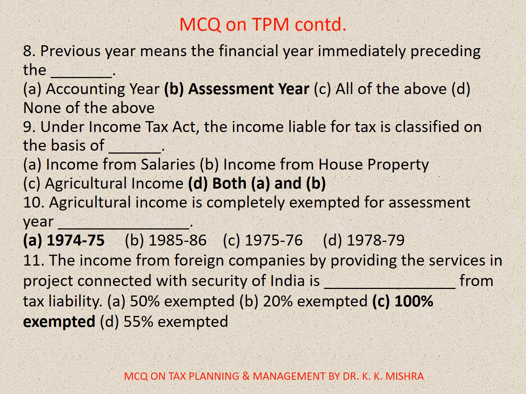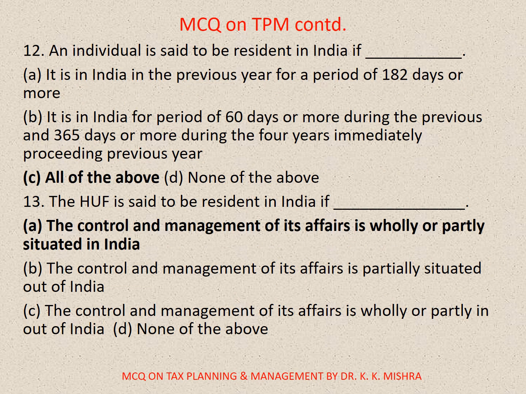1974-75. 11. The income from foreign companies by providing services in projects connected with the security of India is dash from tax liability. A. 50% exempted, B. 20% exempted, C. 100% exempted, D. 55% exempted. Correct option is C. 100% exempted.